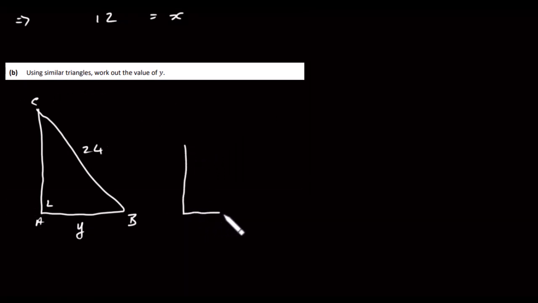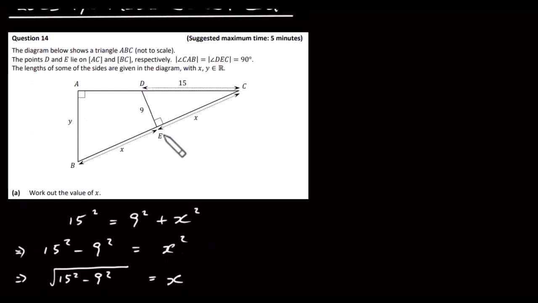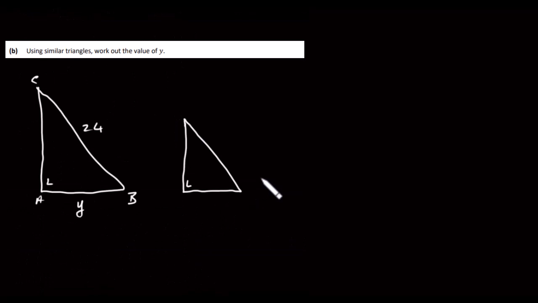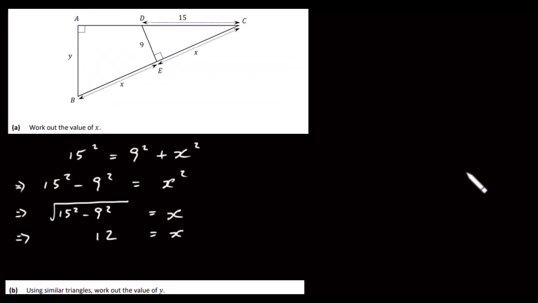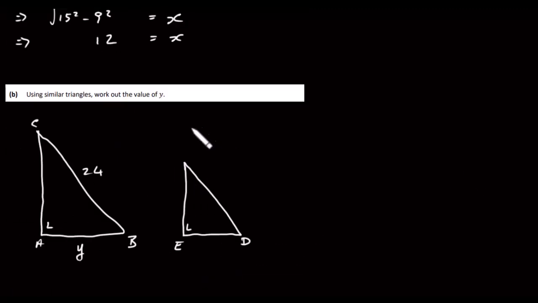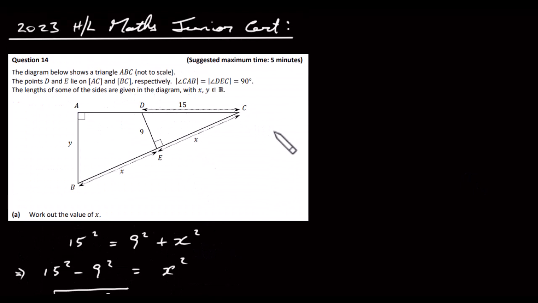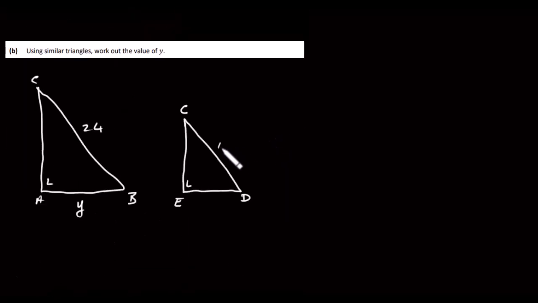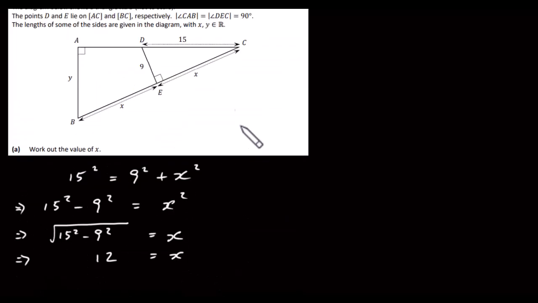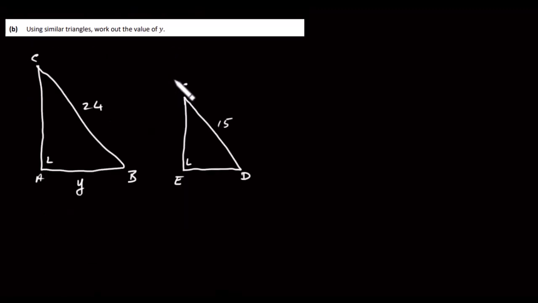I'm going to draw the smaller triangle now in the same orientation. So the smaller one has a right angle at E, and D is out here, and that must be C then up at the top. So this is C. So the side that we have there, the hypotenuse, is 15, so this is 15 here. The 9 is on the bottom and the other side is x, so this is 9, and we know that this is 12 from what we've done earlier.